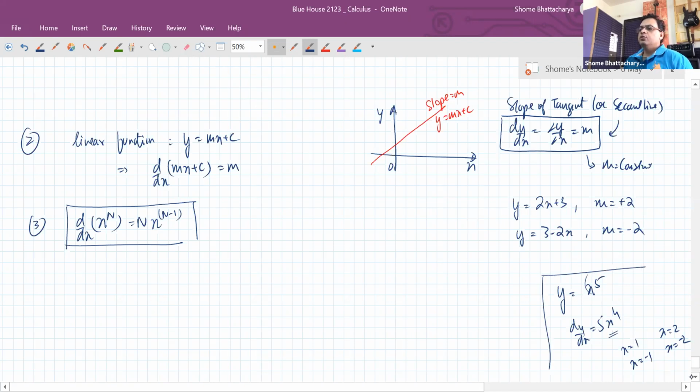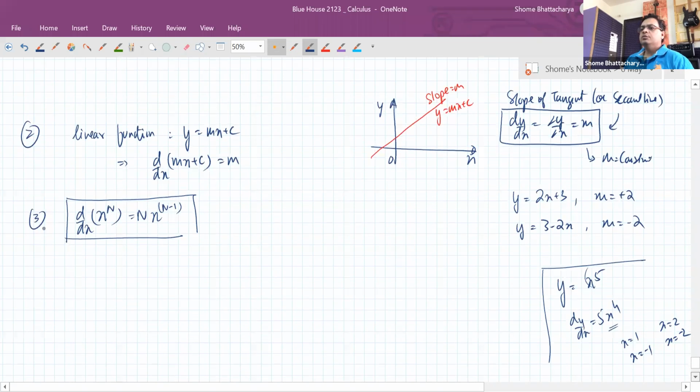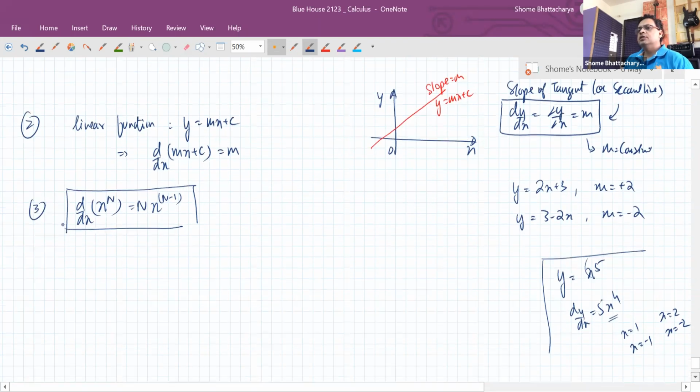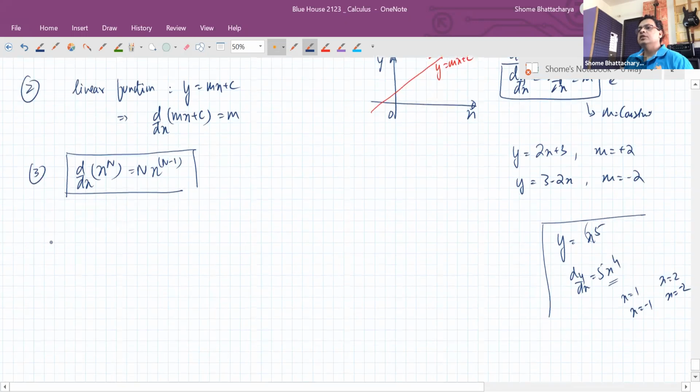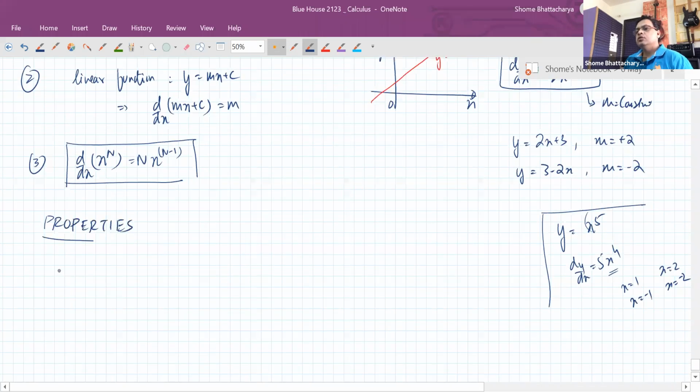All right. So before we conclude, one last important thing, which is two properties of differentiation. The differentiation of a constant times a function: we can take the constant outside and just differentiate the function.